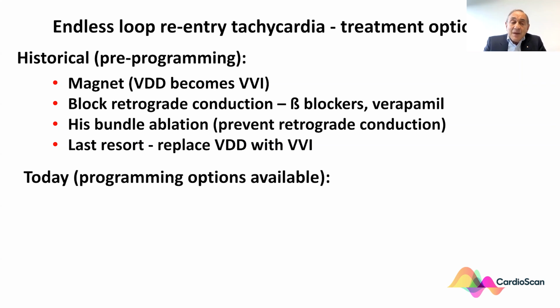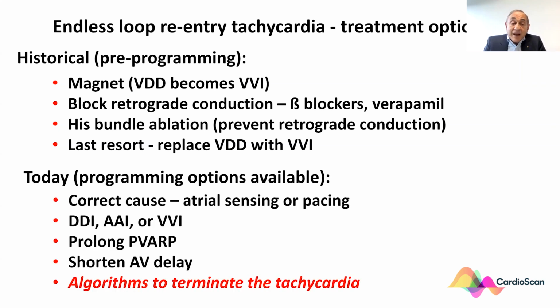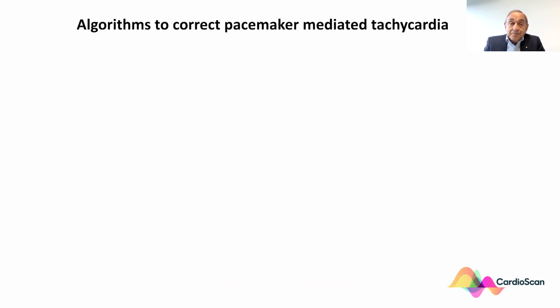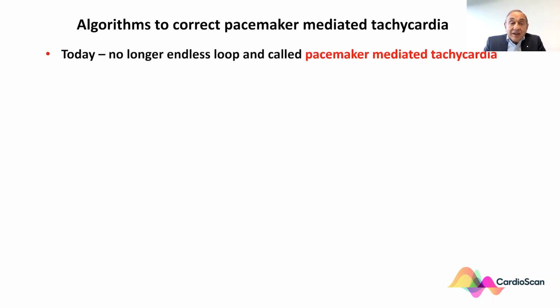Today, we have many programming options available. We can correct the cause, the atrial sensing or pacing issues. We can program DDI, AAI, or VVI pacing. The most common way is to prolong the PVAP and even shorten the AV delay. But we have now algorithms to terminate the tachycardia. Let's have a look at this.